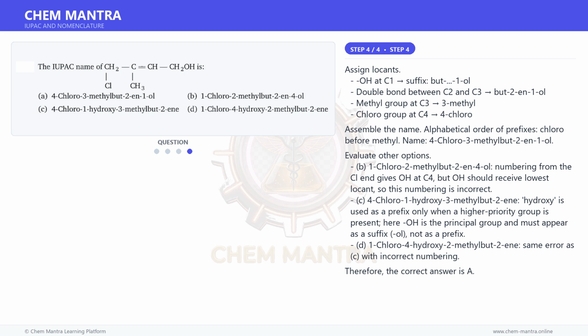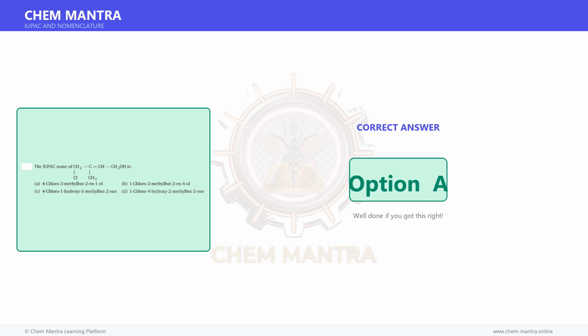C: 4-chloro-1-hydroxy-3-methylbut-2-ene. Hydroxy is used as a prefix only when a higher priority group is present. Here, OH is the principal group and must appear as a suffix, ol, not as a prefix. D: 1-chloro-4-hydroxy-2-methylbut-2-ene, same error as C, with incorrect numbering. Therefore, the correct answer is option A.